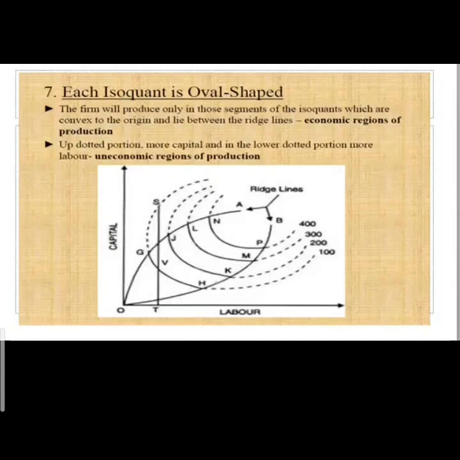Each isoquant curve is oval shaped ultimately. The firm will produce only in those segments of the isoquant which are convex to the origin. In the upper dotted portion there is more capital and in the lower dotted portion more labor, which is the uneconomic region of production. So we will produce only in the convex segments, because the dotted regions are not possible to produce in. In the next discussion we will see why it is so.